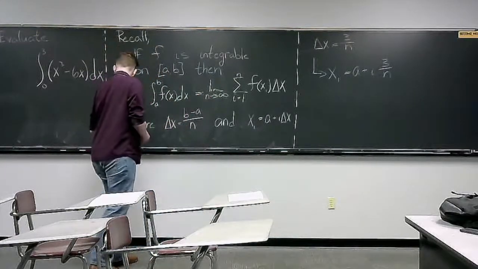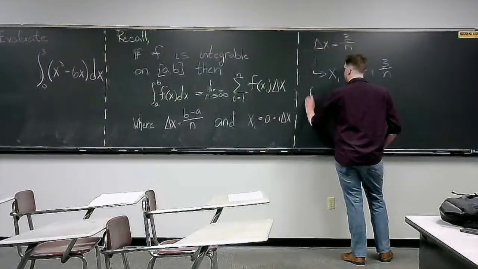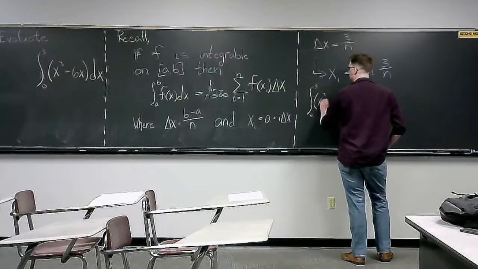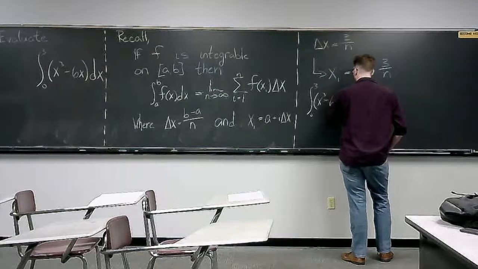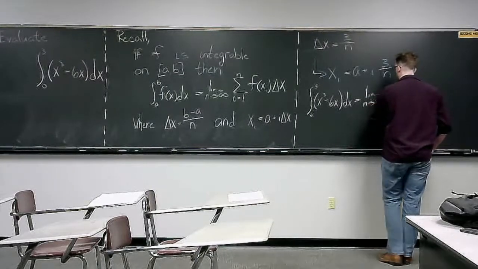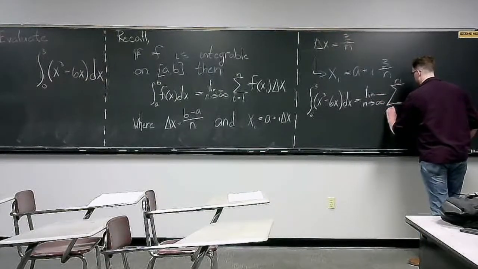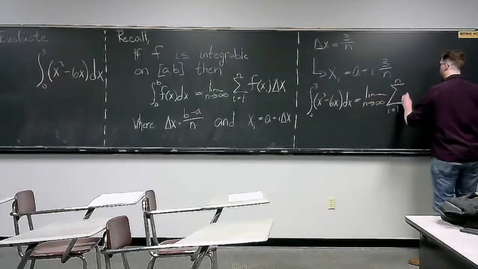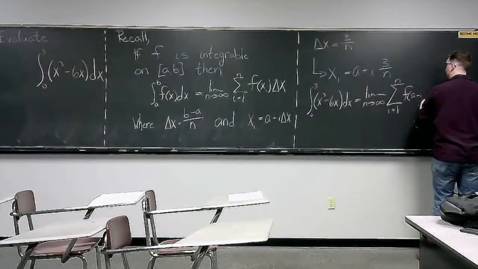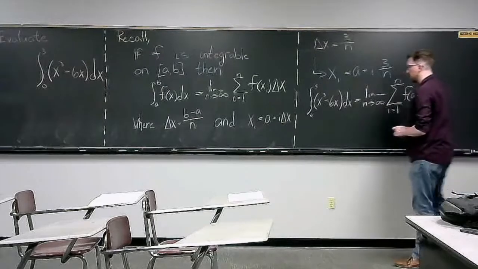It's a dummy variable, dummy index. So now, putting all of this together, we know that the integral from 0 to 3 of x cubed minus 6x, integrated with respect to x, is equal to the limit as n goes to infinity of the series from i equal to 1 up to n of our function evaluated at a plus i times 3 over n, times 3 over n. Okay.